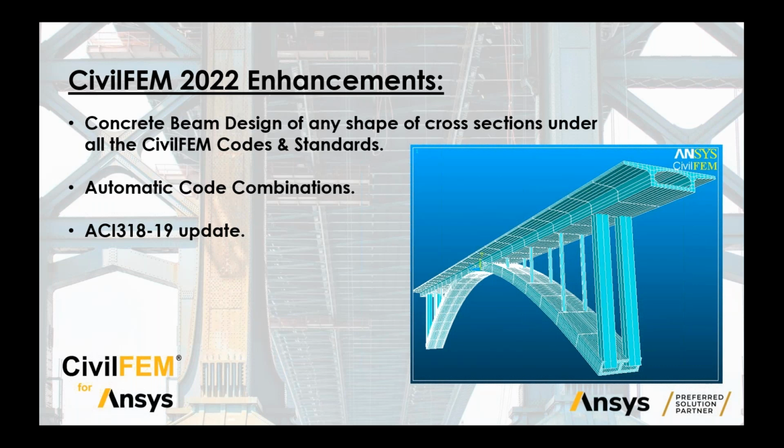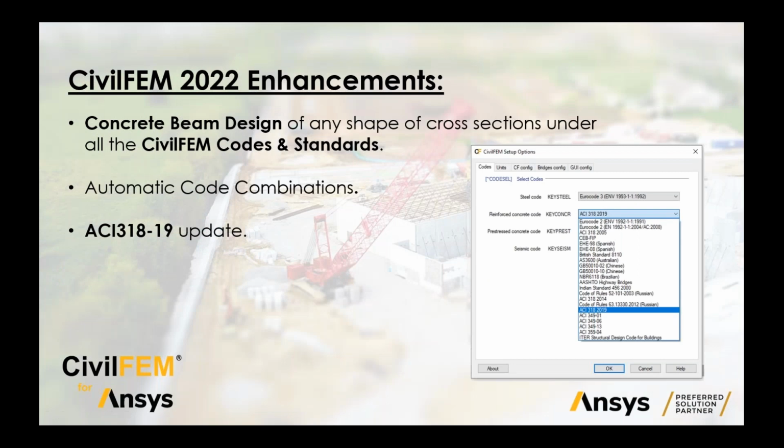Coming back to the new improvements for this CivilFEM version, we are just seeing the new CivilFEM for ANSYS mechanical APDL version. Here we have the three main capabilities we are adding: concrete beam design for all types of cross sections, automatic code combinations, and ACI 318 update. So we are going to see an example of a bridge, this arc bridge, and with this example we will see all these capabilities.